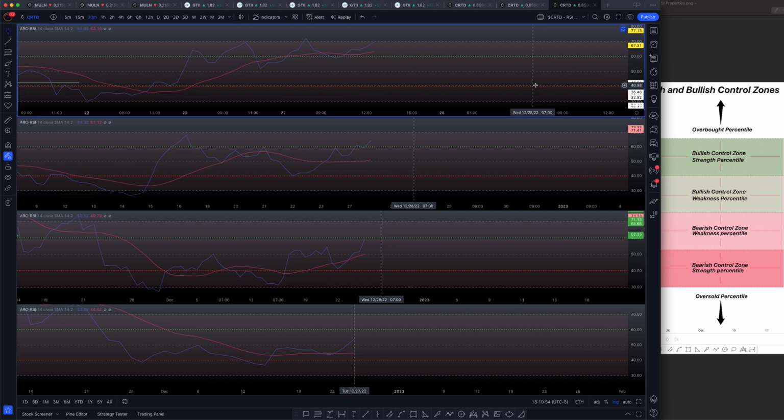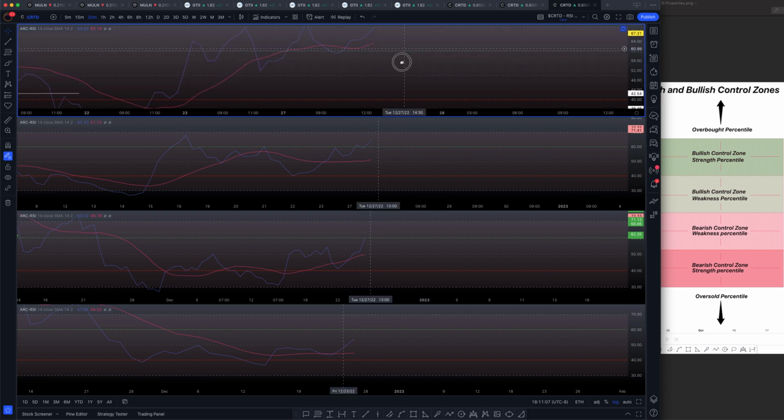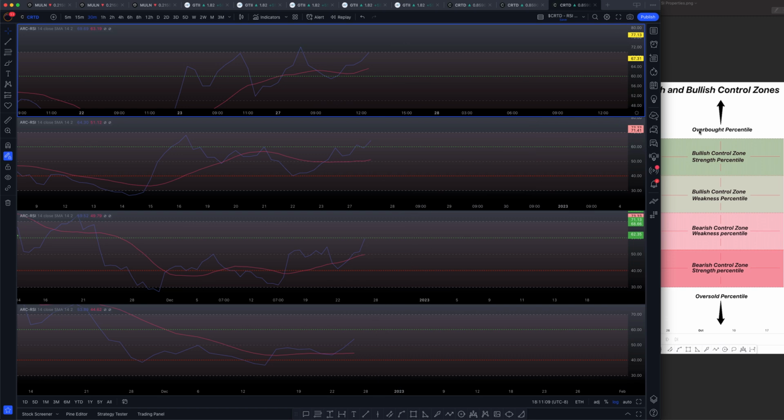Okay, so let's start off with the immediate short-term 30-minute time frame. New viewers, the purple line is the RSI signal. The pink line is the 14-day simple moving average, which is standard to any RSI setup. Okay, you guys, you can actually see that we're right at the junction between the overbought percentile and the bull control zone, the bull strength percentile. Okay, so in this case, usually when we're right at this border, the likelihood of jumping into the following zone is very likely. Okay, now we are above the 14-day moving average, which is very bullish.